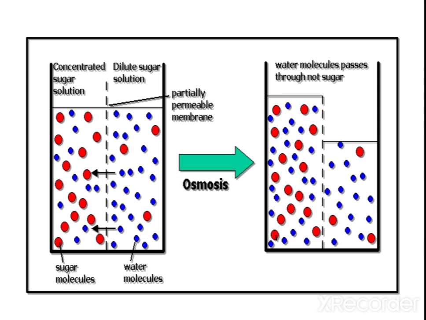So here can you see that is semi-permeable membrane. If the semi-permeable membrane separates two solutions, one is having higher concentration, this is having lower concentration. Here the red dots are sugar molecules, and the blue dots are water molecules. Here the water molecules are more, here water molecules are less. Here the sugar molecules are more, here the sugar molecules are less. So that is dilute sugar solution. This is concentrated sugar solution.